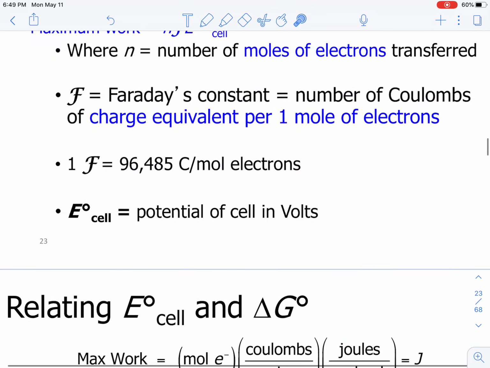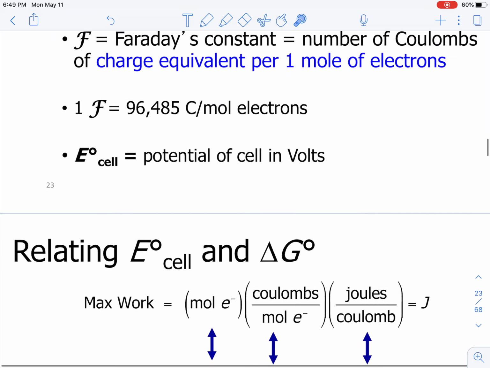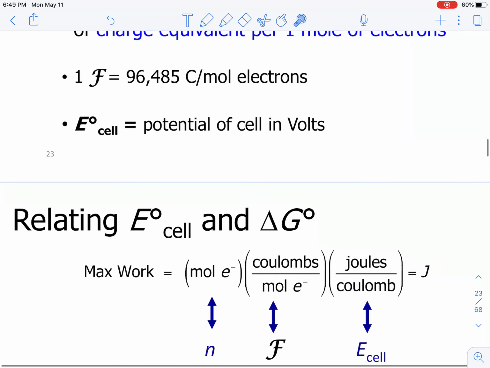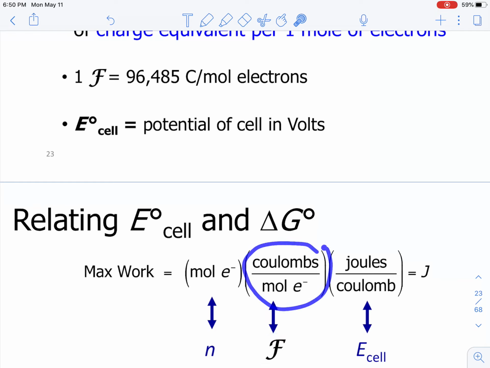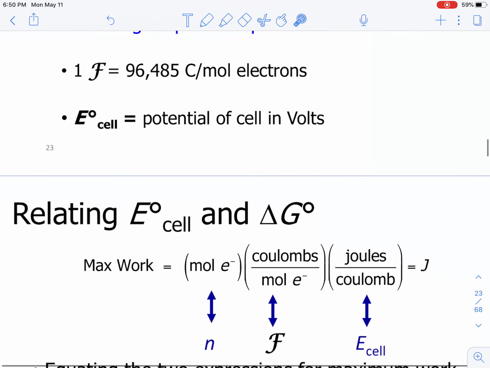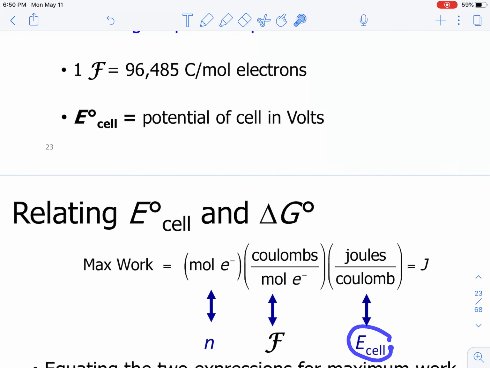Looking at just the units for this equation, max work is equal to n, F, and E cell. The unit for n is moles of electrons transferred. The unit for Faraday's constant is coulombs per mole of electron transferred. And the unit for E cell is typically expressed in volts.